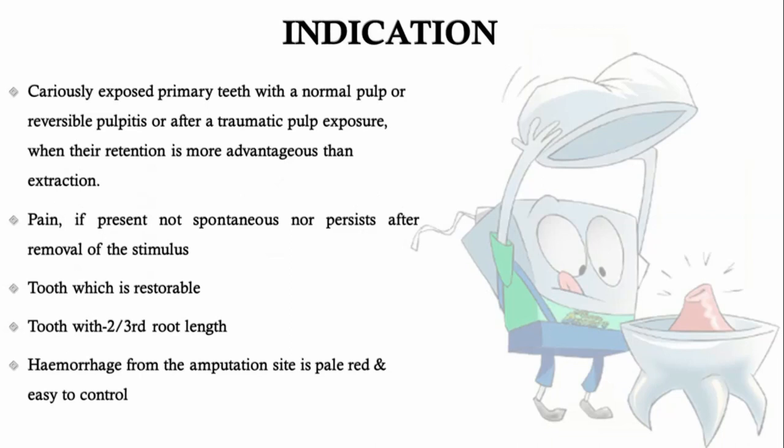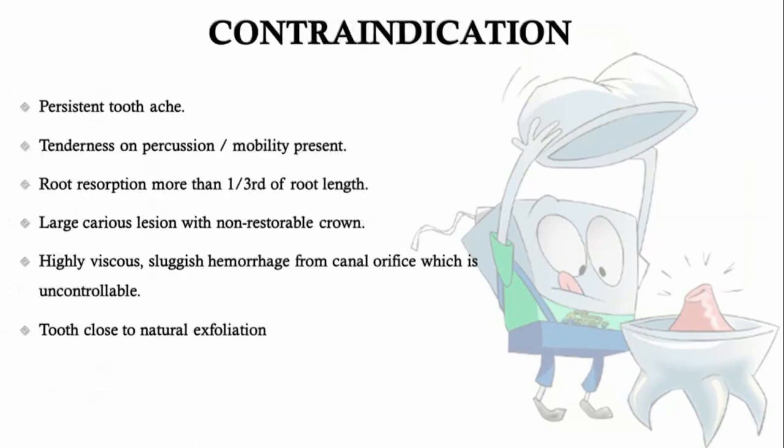And also you will check based on the history of the patient, that is pain. The pain should not be spontaneous nor persistent after the removal of the stimulus. The tooth should be restorable, with 2/3 of the root length remaining. And you also check clinically by seeing the hemorrhage, that is bleeding. If the bleeding is pale red or can be controlled easily, then we will go ahead with the pulpotomy procedure. Okay, so that is where it is indicated.